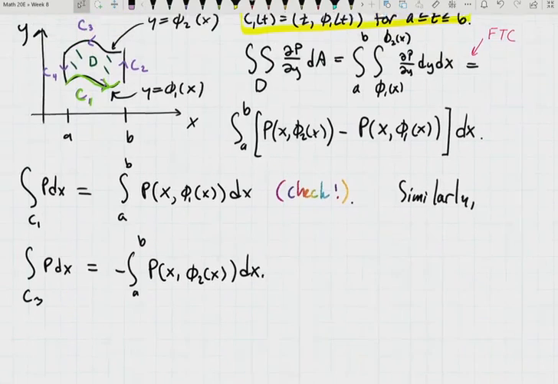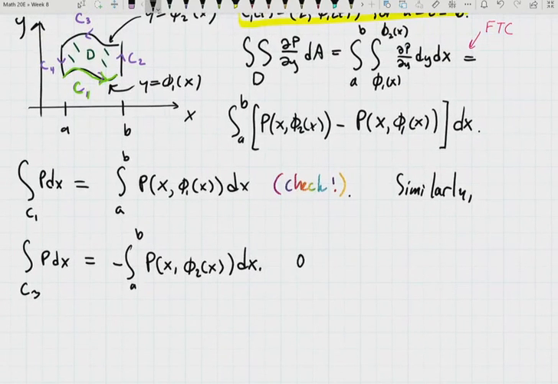Okay. So let's put this all together. Oh, what about the 2 sides? So on C2, what's the change in x along C2? 0. x is constantly equal to b. So dx is 0 on that portion of the path. Similarly, on C4, x is a constant, so dx is 0.